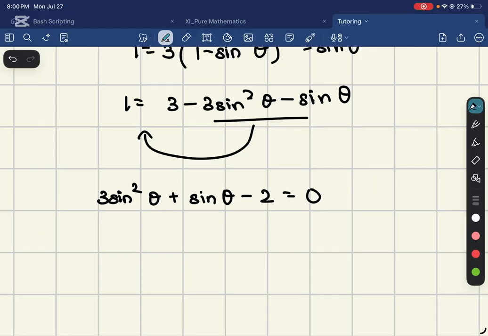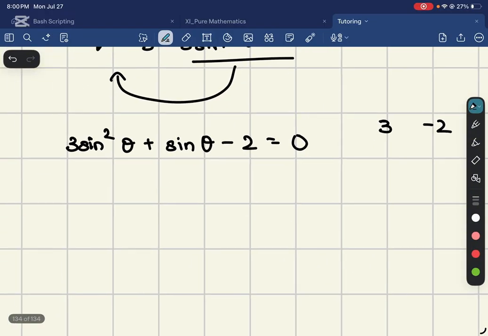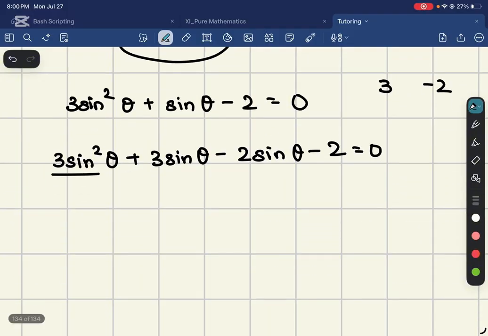And this is something I think I can factorize, right? So if you use the factorization method, you're going to see that 3 and negative 2 are going to be your factors. So 3 sine squared theta, 2 numbers, right? Plus 3 sine theta minus 2 sine theta minus 2 is equal to 0. And I factor out 3 sine theta.